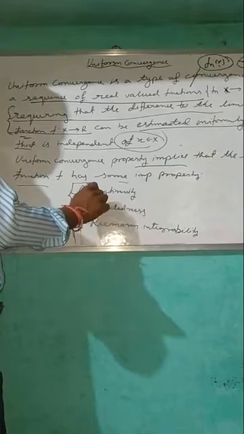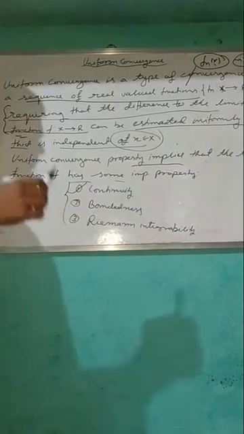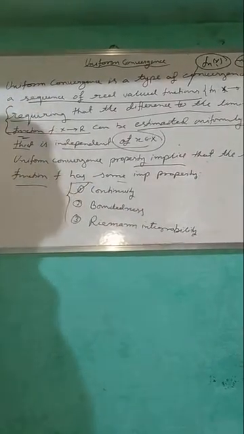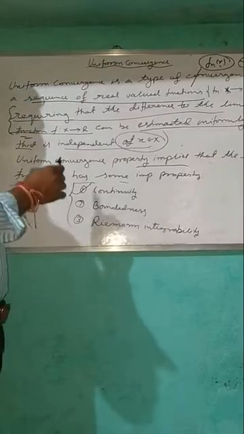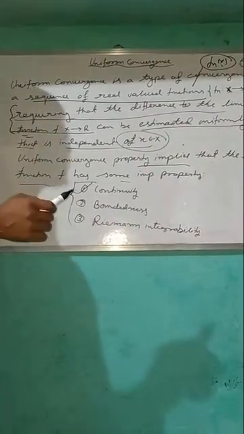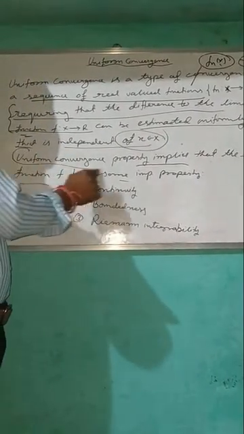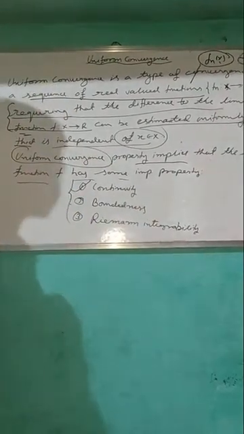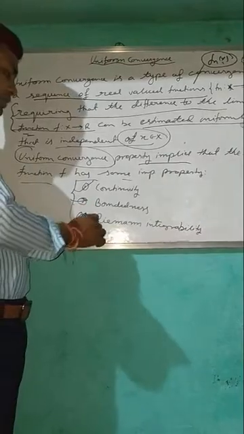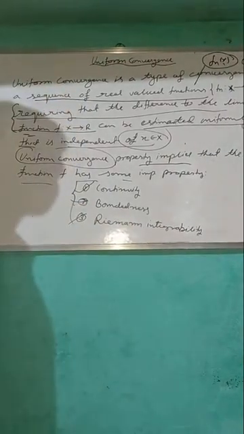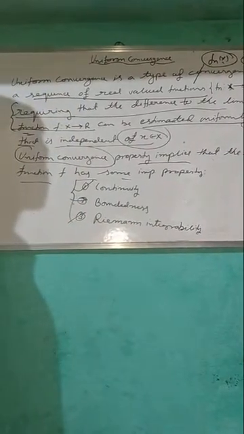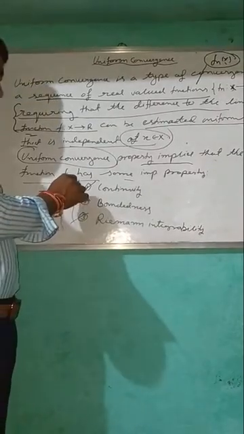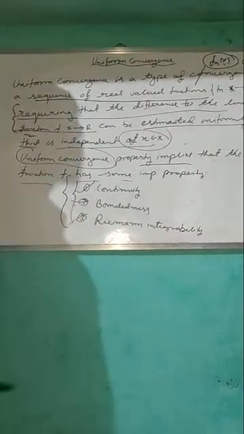Always the limiting function is continuous. If the limiting function is not continuous, then the set of functions is not uniformly convergent, and the limiting function is always bounded, and the limiting function satisfies Riemann integrability. Okay, these are some important properties of the limiting function.